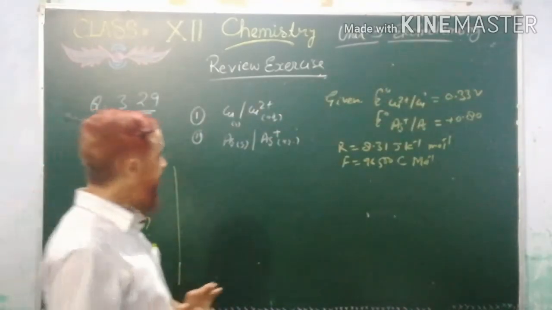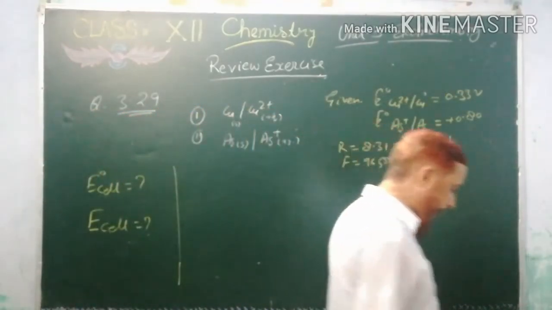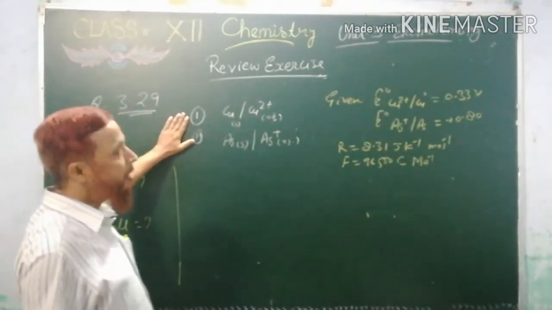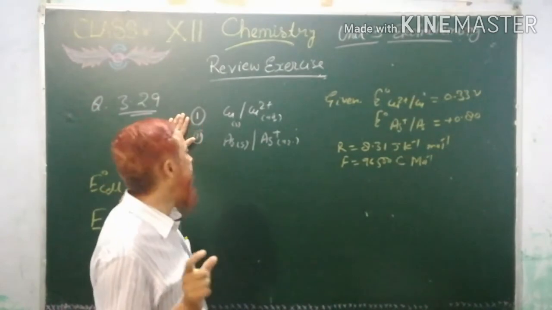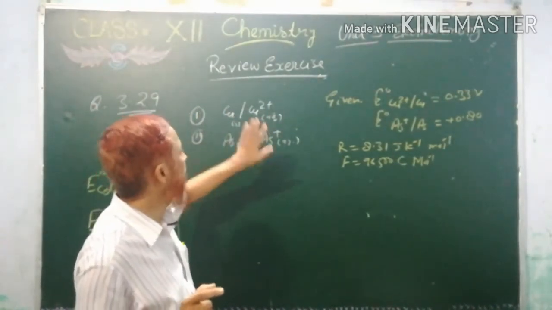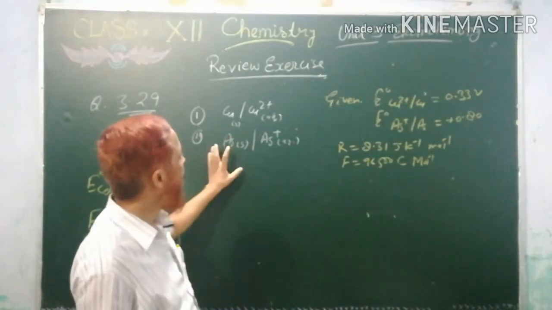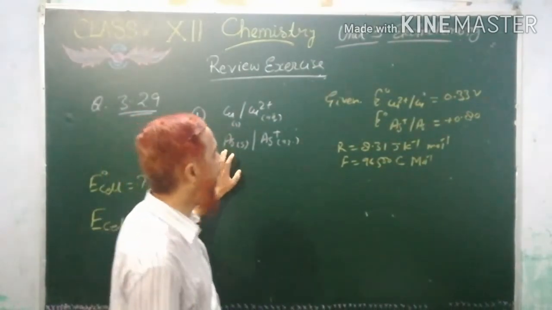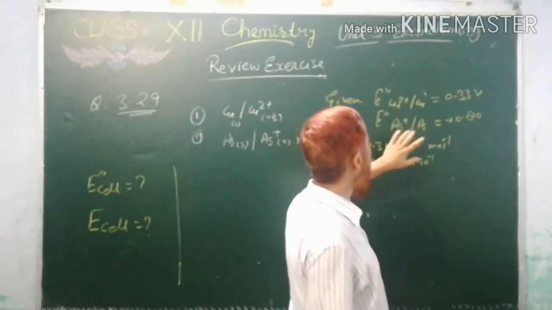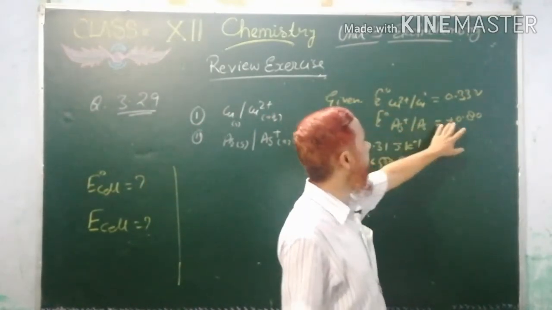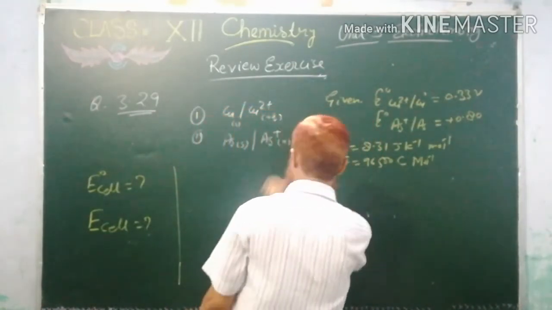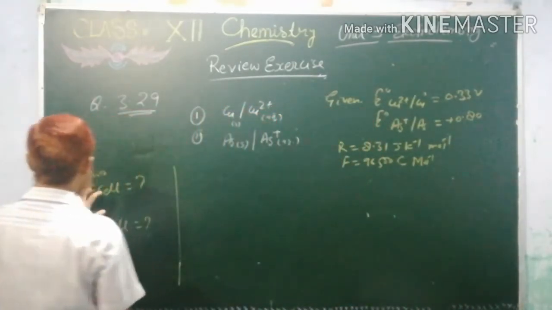So dear students, see this question 3.29 of your review exercise. Two half cells are given: copper into cupric ion, and silver into silver ion. These two half cells are given in the question, and the standard reduction potential of copper and the standard reduction potential of silver are also given here. The value of R is given, the value of F is given.